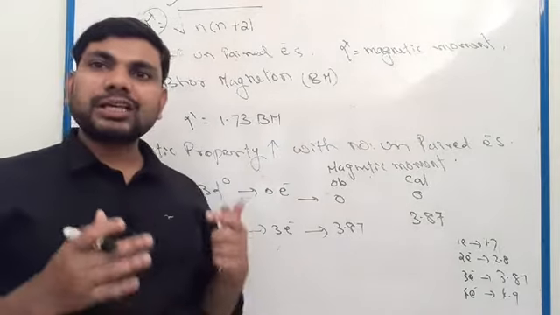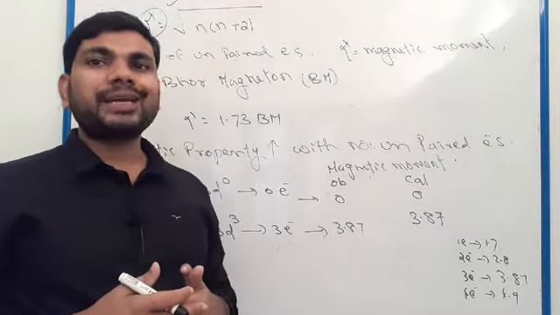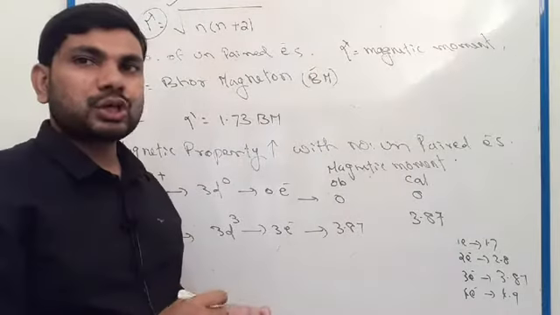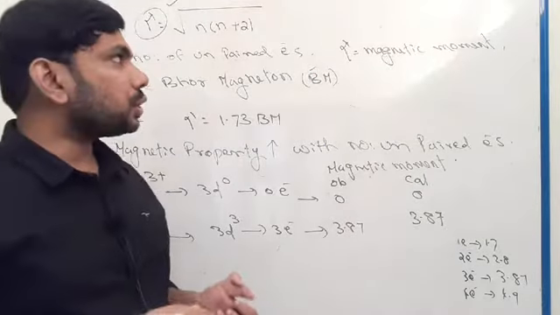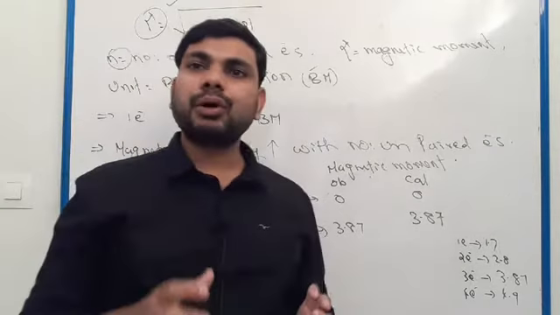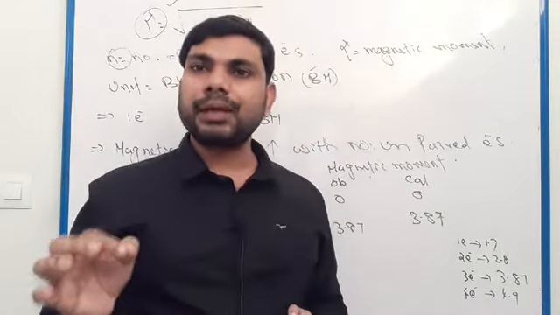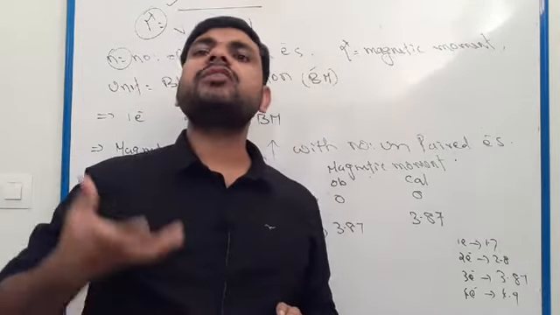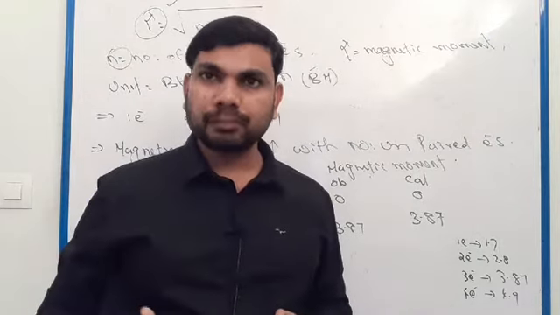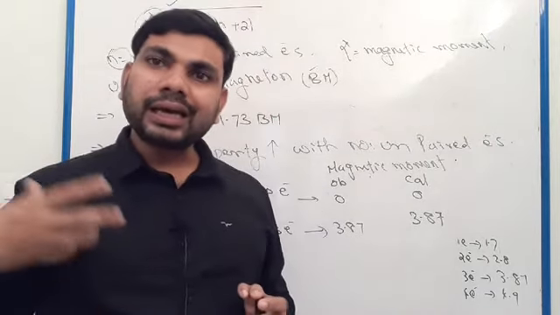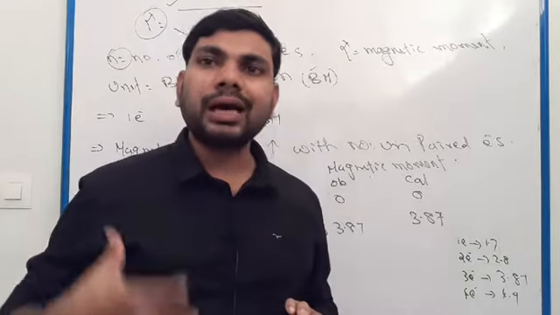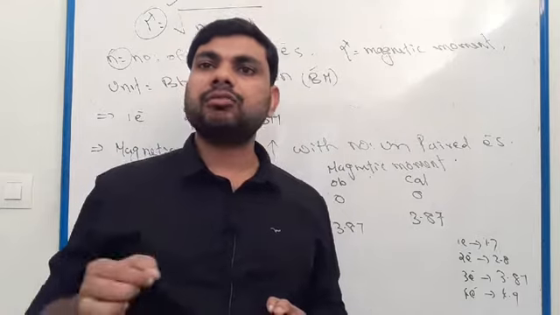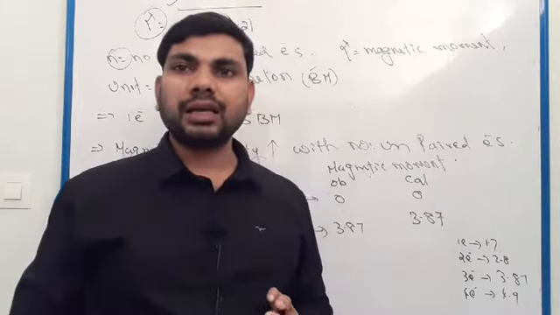The unit of magnetic moment is Bohr magneton, and this is the symbol. So magnetic properties of D block elements depend on the number of unpaired electrons, and magnetic strength increases with the increasing number of unpaired electrons. A substance with a higher number of unpaired electrons shows higher magnetic strength.